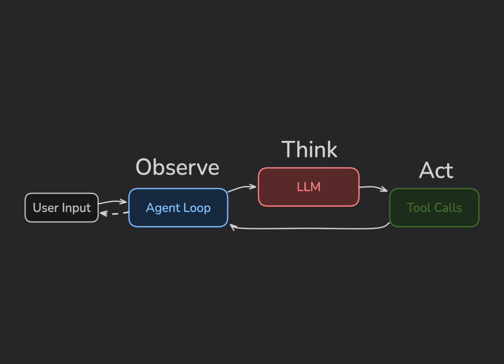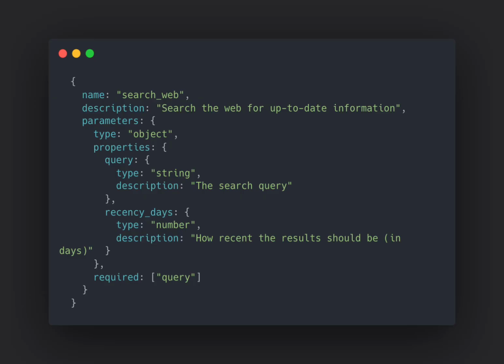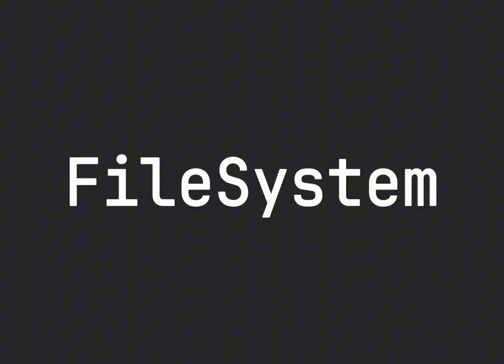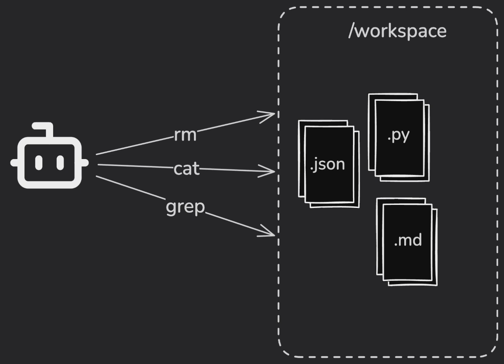Tools in this context are functions that the agent can call. These functions execute arbitrary code. They can do anything from making web requests to the topic of today, interacting with the file system. An agent can read directories, traverse through those directories, read files, write to files, and even delete everything. You can see how this is extremely powerful and also extremely dangerous.